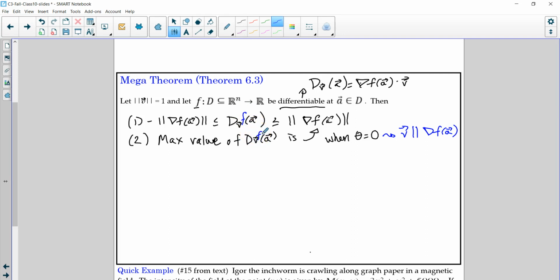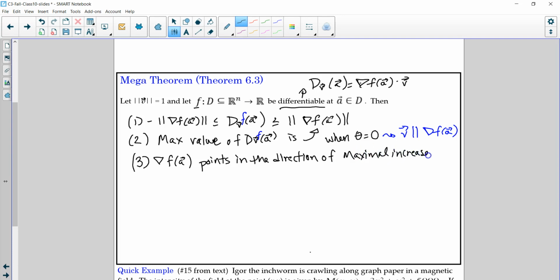Okay. And then as a result, the third thing is, if the maximum value of the directional derivative is the length of the gradient, really we're saying that the gradient of f at a points in the direction of maximal increase.